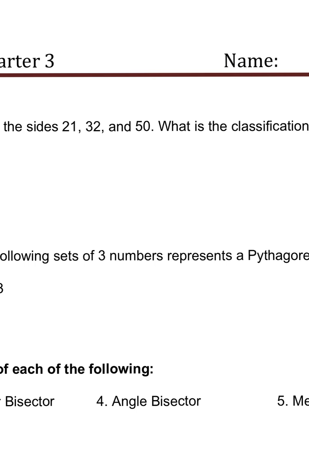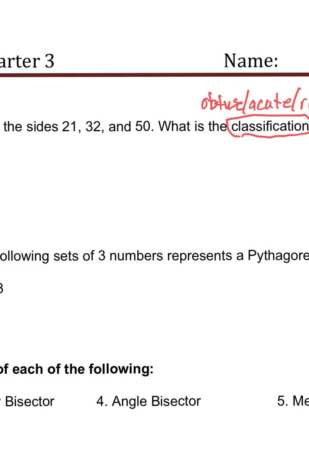Start with number one. A triangle has the sides 21, 32, and 50. What is the classification of this triangle? When we're talking about this, we're talking about whether the triangle is obtuse, acute, or right. When we say classifications, we mean what kind of triangle it is, and you can notice that by looking at the answer choices.